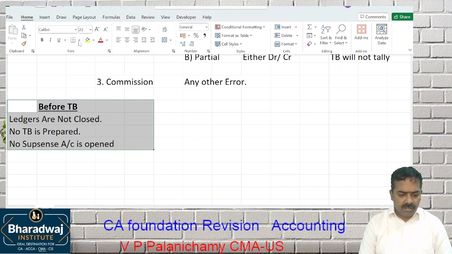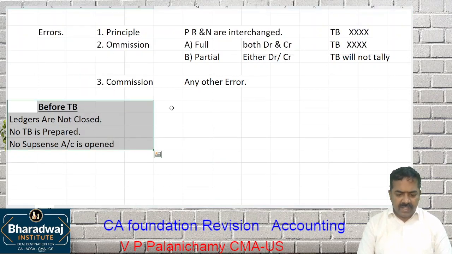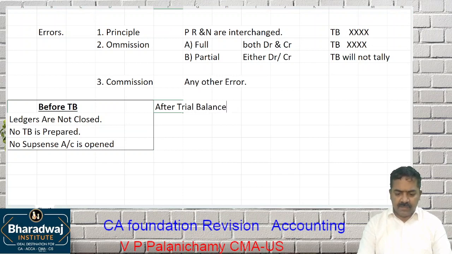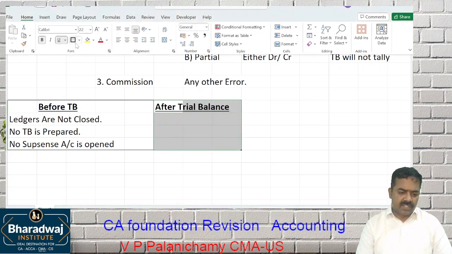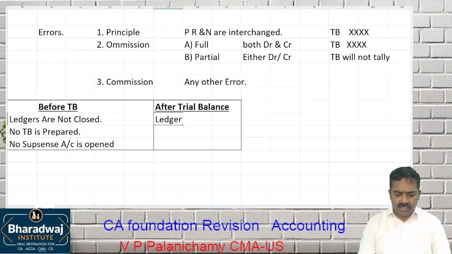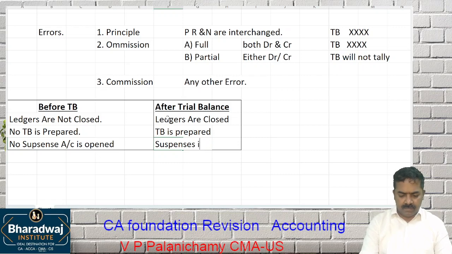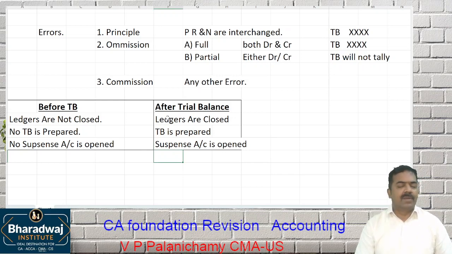So errors can be identified before trial balance. Errors can be identified after trial balance also. If it is after trial balance, what happens? Ledgers are closed, means tallied, and trial balance is prepared and the suspense account is open. Because already I closed the ledger accounts. Since I made mistakes, it is not tallying, so I open which account? Suspense account.